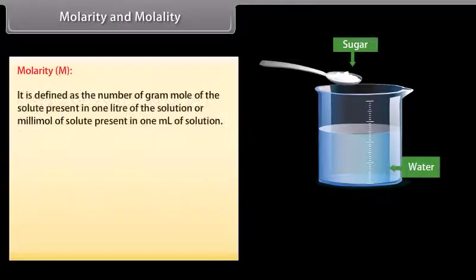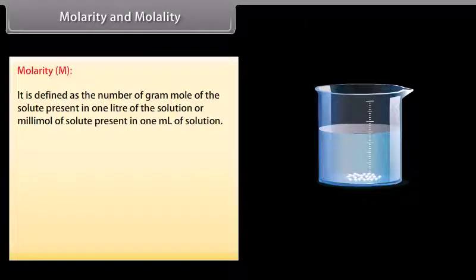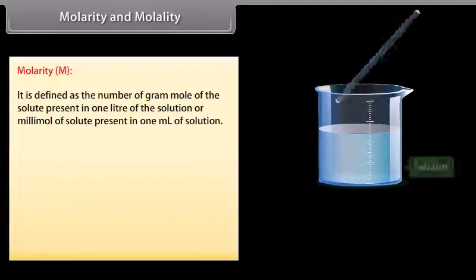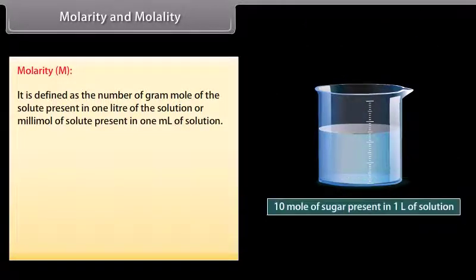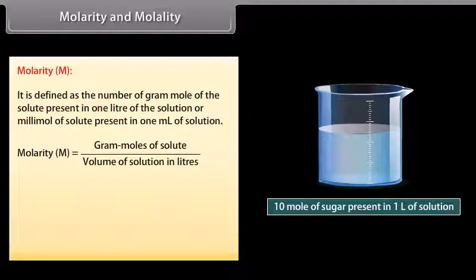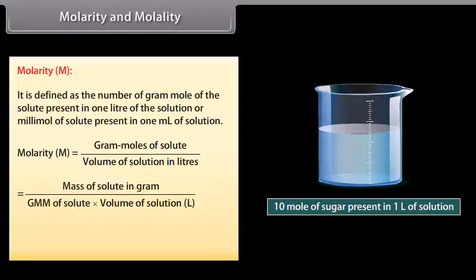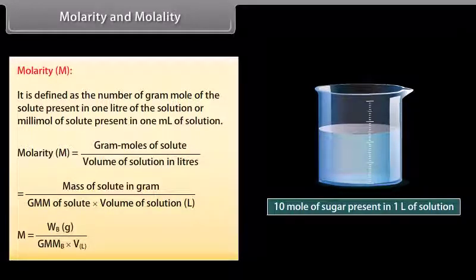Molarity and molality. Molarity is defined as the number of gram mole of the solute present in 1 liter of solution, or millimole of solute present in 1 ml of solution. It is represented by M. Mathematically, molarity M is equal to Wb in grams divided by the product of gram mole mass of B and volume of solution in liter.